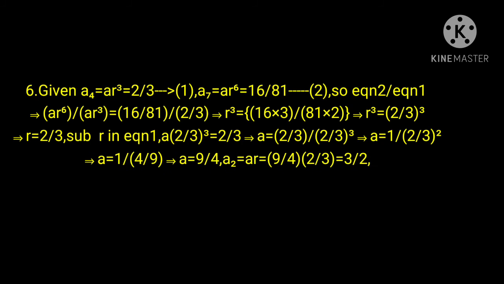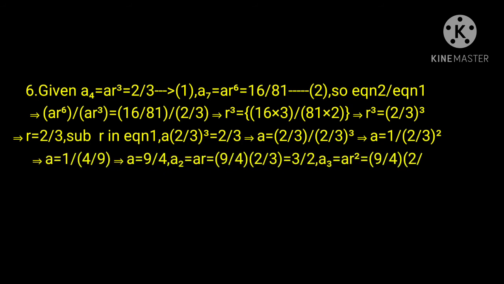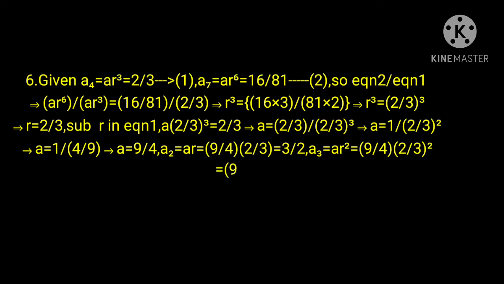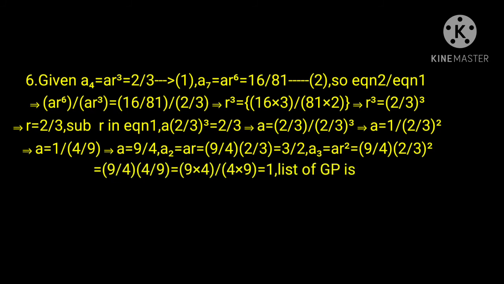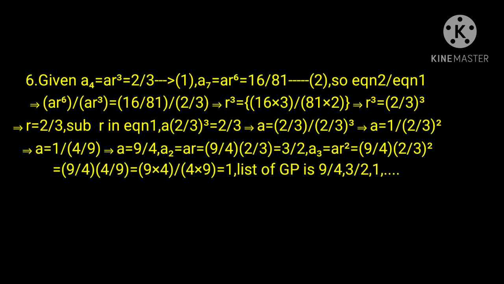Then we have to find the second term: a2 is equal to a r, which is 9 by 4 into 2 by 3, that is equal to 3 by 2. The third term a r square is 9 by 4 into 2 by 3 whole square. Then we get 9 by 4 into 4 by 9, which is equal to 1. So the GP is: first term 9 by 4, then 3 by 2, 1, and so on.